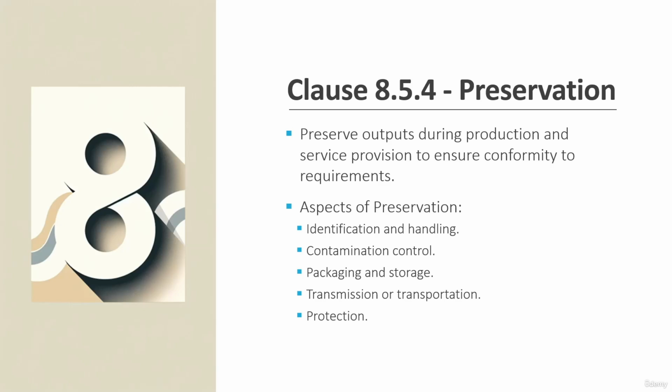Now there are different aspects of preservation which are listed in the notes, which are identification and handling. So when you have made something, you need to have a clear identification of that. You need to properly handle that. You need to make sure that this doesn't get contaminated with some other things. It also talks about packaging and storage, so that the product which you have produced is good. And then it also talks about the transmission and transportation, so that the product doesn't get damaged during that. So all the protection which you need to take for the output is covered under this clause, and this clause is very simple. It says that preserve the output.